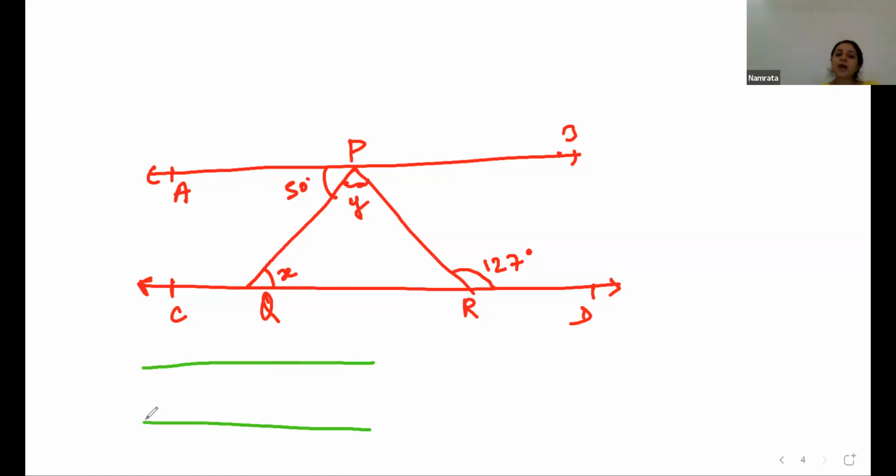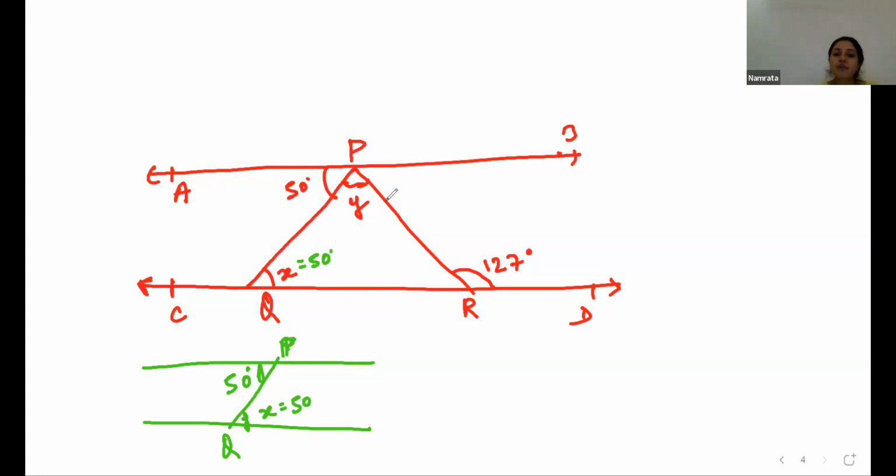So if you take two parallel lines cut by a transversal QP, here we have 50. So this X will also be 50. Can I say that? Yes, ma'am. Alternate interior angles.